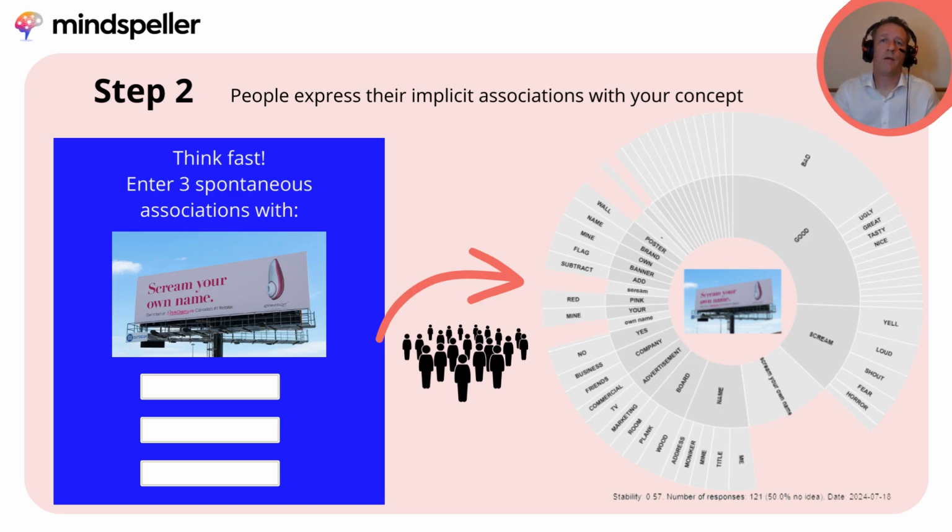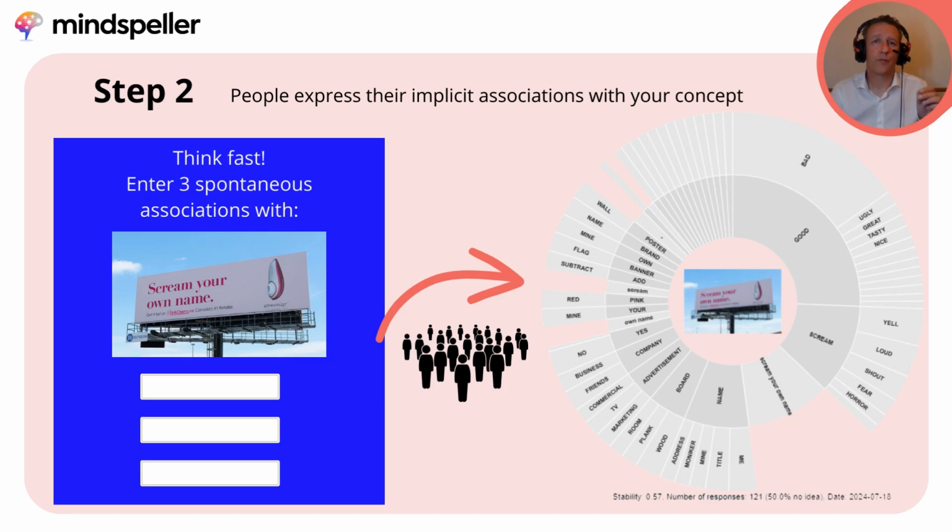During the second step, Mindspeller automatically crowdsources spontaneous associations for your concept from real human respondents. These people get shown a few random concepts from Mindspeller users. They are requested to enter the first 3 spontaneous associations that come to mind when they see your concept. It's as simple as that. We can also work with your existing crowdsourcing workflows, or even customize your panel.